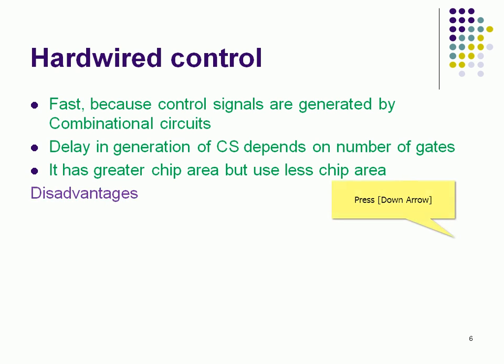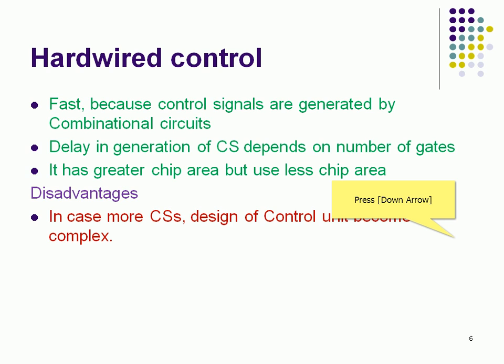The disadvantage of this hardwired control mechanism is that in case more control signals are needed, the design of the control unit becomes complex. For simple control signals, the design may not become complex. Modification or addition of control signals is difficult here, because it is a design by the architects, it is fixed, and it is implemented.